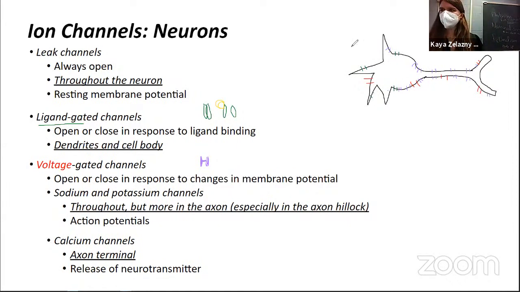Finally, we have a calcium channel. Our calcium channels are another type of voltage-gated channel. We'll have voltage-gated channels that are specific to sodium, to potassium, and to calcium, and they're all going to work in slightly different ways and look a little different. But the calcium channels are what's going to release our neurotransmitter at the end. So we're going to see them in the axon terminal because they have a special role. Calcium is not going to play a role in our action potential itself, but it is going to trigger the release of our neurotransmitters at the end of this process.